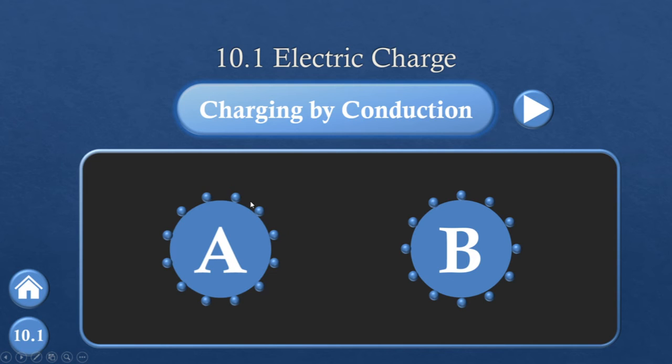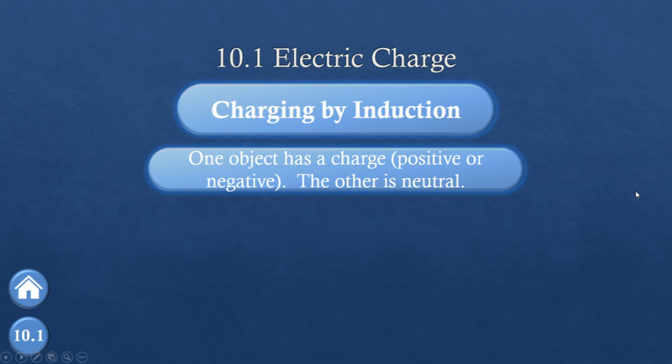This happened because the negative charges on A are trying to get as far apart from each other as they can. So when they touched B, they were like, bingo, there's all this new territory that doesn't have any charge. And so it spreads out onto that new territory, and now both objects are negatively charged.